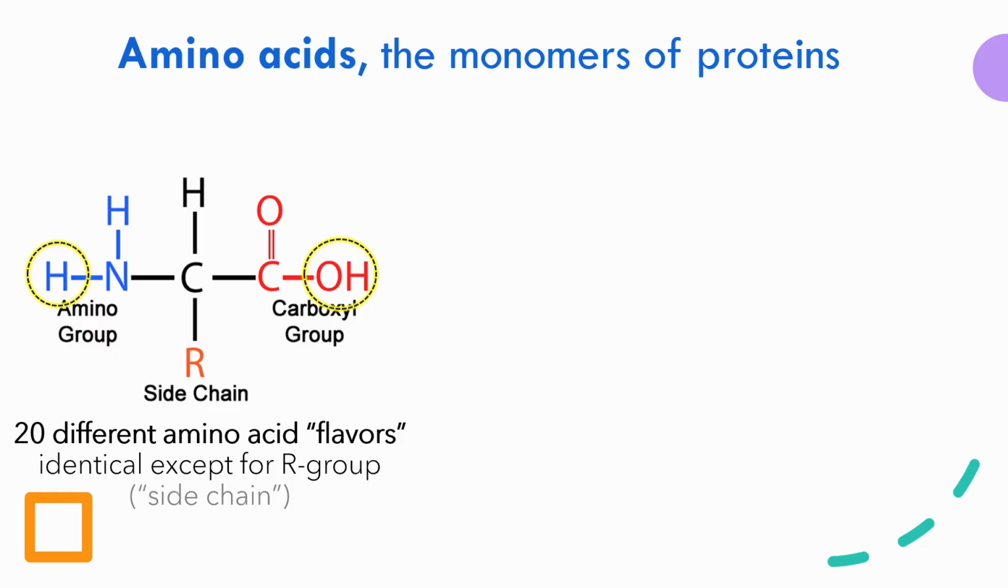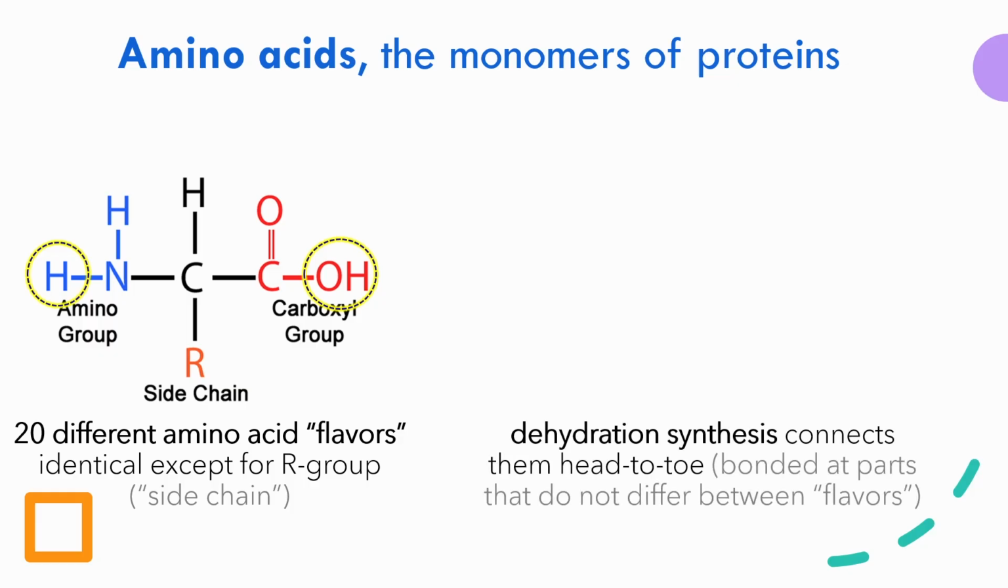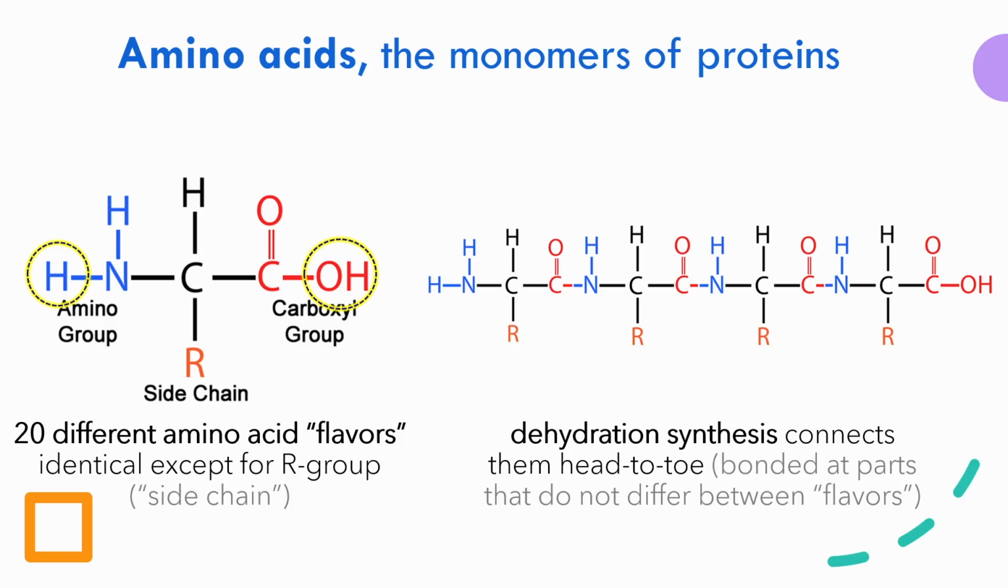These bond via dehydration synthesis to each other, forming linear sequences like beads on a string. Here you can see how they align, head to toe if you will, and the resulting carbon to nitrogen bonds, which are polar due to the difference in electronegativity between those atoms, is given a special jargon name. These bonds fusing amino acids together are called peptide bonds.